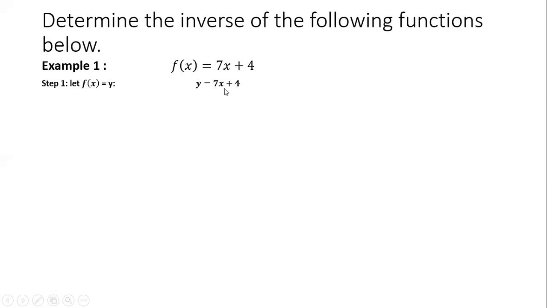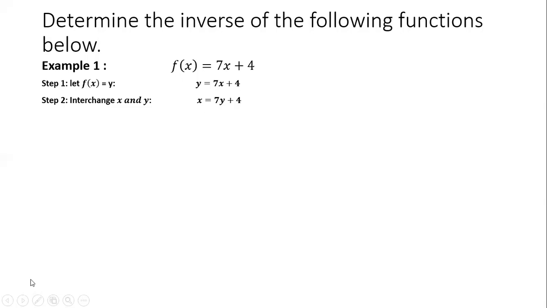Step 2, what you're going to do is to interchange x and y, meaning that where y is, you're going to put x, and where this x is, you're going to put y, and this is how you would write that. So note here what we now have is x = 7y + 4. So note that y and x switch position, right?